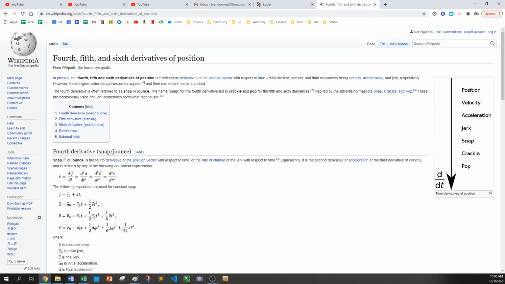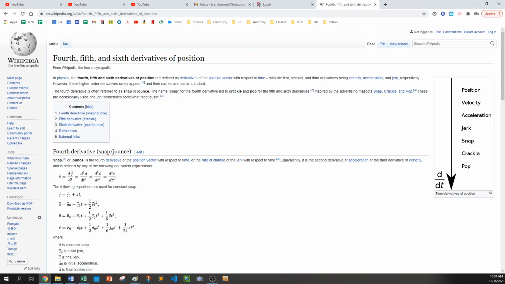The derivatives of position, in calculus: you have normal position x. The first derivative of x is velocity. The second derivative of x is acceleration. And then we go into jerk, snap, crackle, and pop. Jerk is the only useful one. After that, there's really no reason to go down this far.